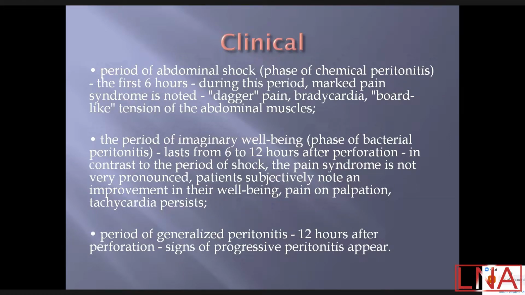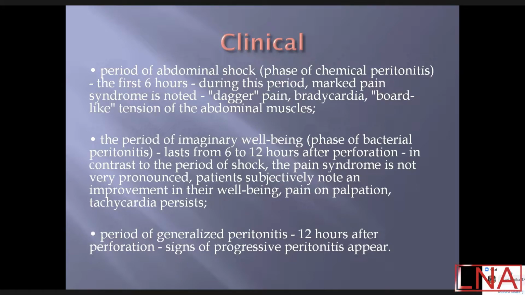It's the triad described by Mondor. According to Mondor, there are 3 main symptoms. First, dagger pain, which you see in 95% of cases. Next, board-like tension of the abdominal muscles, present in 92%. And last, a previous history of ulcer. This is the Mondor triad.